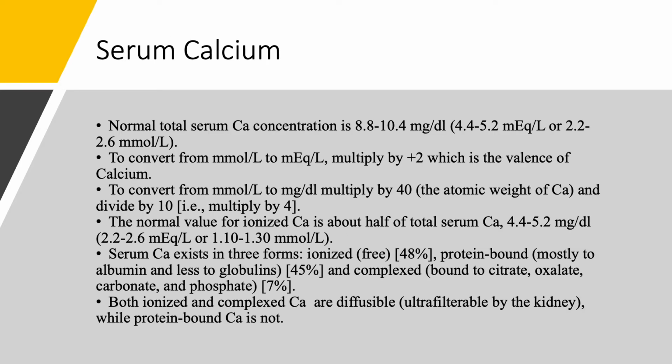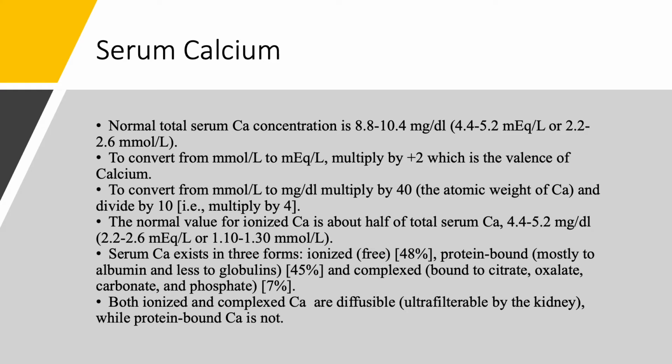Now, what is a normal serum calcium? Normal serum calcium is 8.8 to 10.4 milligram per deciliter. If you want to convert to milliequivalent per liter, all you have to do is to divide by 2. So normal would be 4.4 to 5.2 milliequivalents per liter. Now, if you want to measure it in millimoles per liter, you divide by 4. So normal would be 2.2 to 2.6 millimoles per liter.